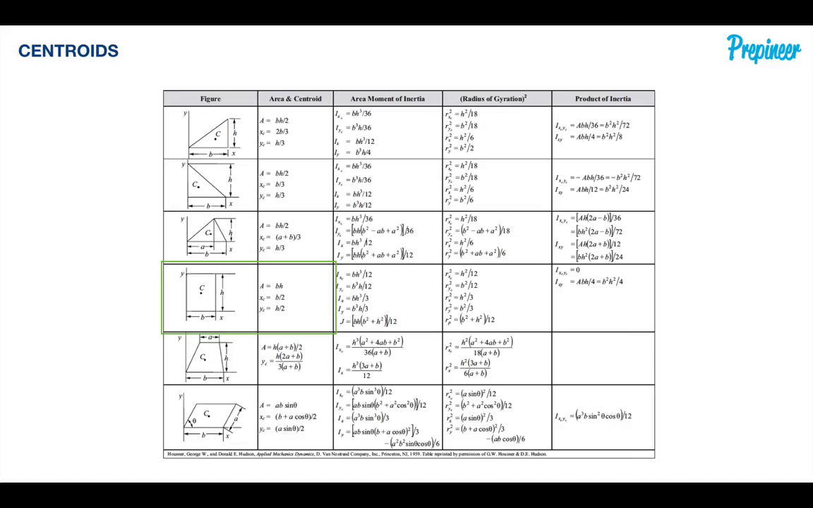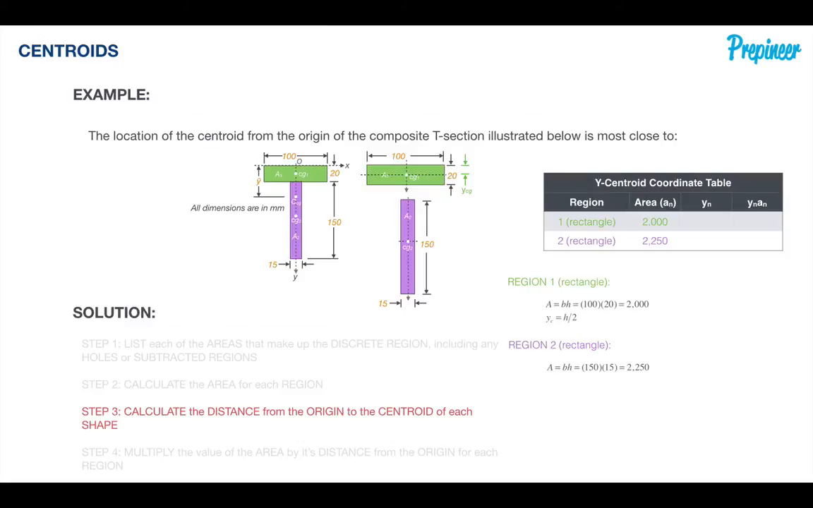Flipping back to our tables, once again, we see that the formula for the y centroid of a rectangle is h divided by 2, or the height divided by 2. Bringing that formula back over and plugging in our values, we get 20 divided by 2 is equal to 10. So we plug that value up there into our centroidal coordinate table.